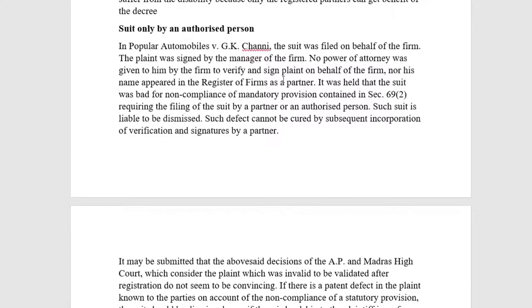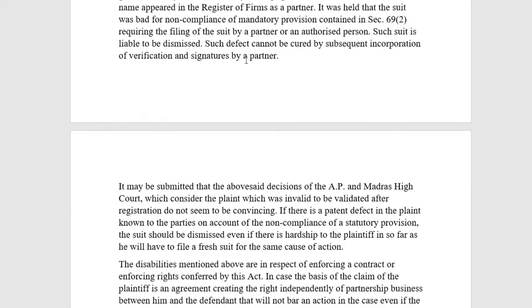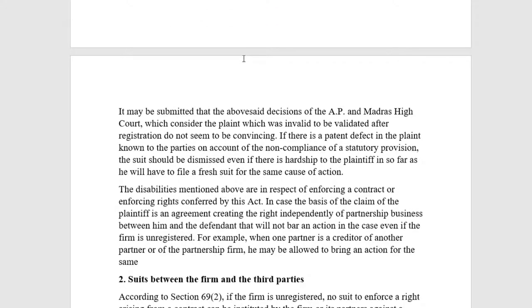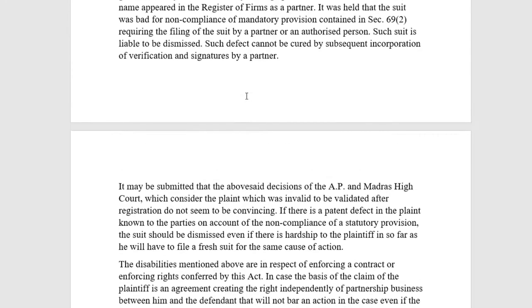That means these are all the disabilities. So here, when the name of the manager of the firm has not been mentioned in the register of firms, and when there is no due authorization, then no suit can be filed, even though he has been authorized to file the suit. But whether this defect can be rectified, this defect cannot be rectified. Such defect cannot be cured by the subsequent incorporation of verification and signatures by a partner. So this aspect has been discussed under the case law of Popular Automobile versus G.K. Cheney.